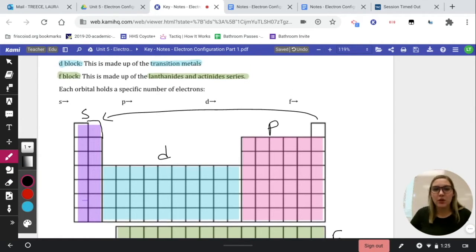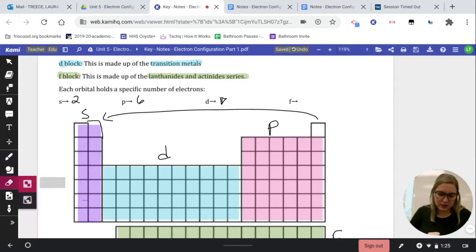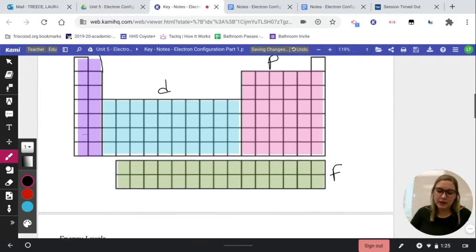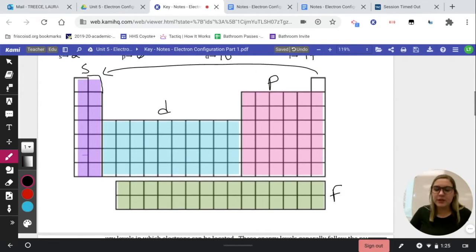Now each orbital does hold a specific number of electrons. So our S orbital only holds 2 electrons. Our P orbital holds 6 electrons. Our D orbital holds 10 electrons. And our F orbital holds 14. All right. So this is what we've got so far. We are going to come back to this, so don't get too comfy when we move away.